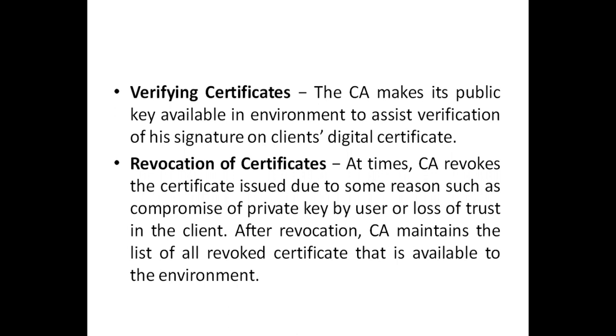Revocation of certificates. At times the certifying authority revokes the certificate issued due to some reasons, such as compromise of the private key by the user or loss of trust in the client. After revocation, the centralized authority maintains the list of all revoked certificates that is available to the environment. Even though this entire communication happens in the public channel, there may be instances where the entire communication can be compromised. Or else the communicating parties, by mistake, may spill out the actual procedure being involved. So under these circumstances, and also when the central authority loses faith in the communicating parties and feels their resources are being misutilized, the certificates are revoked.